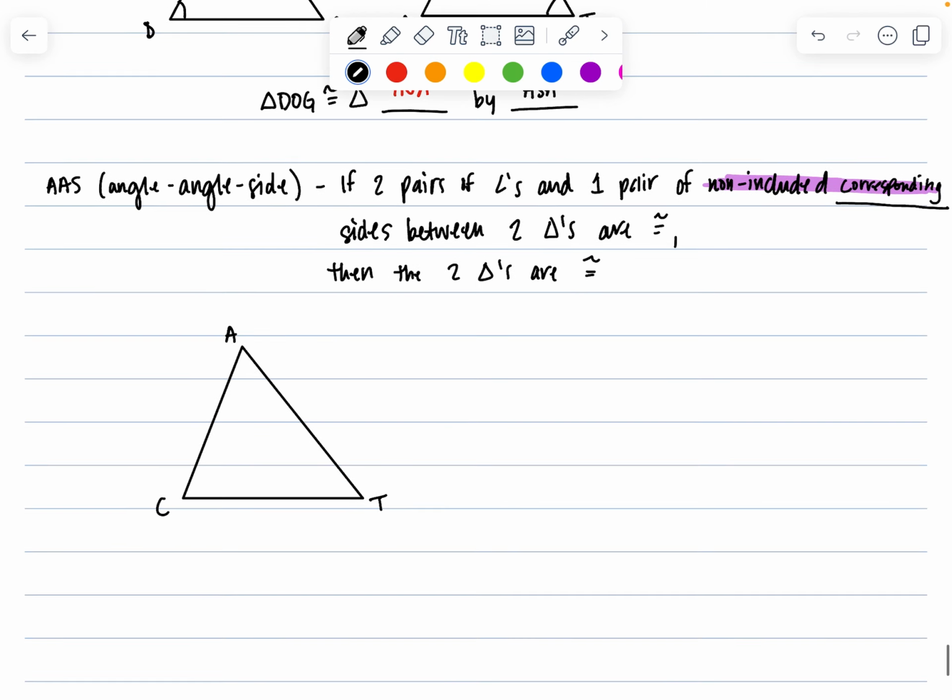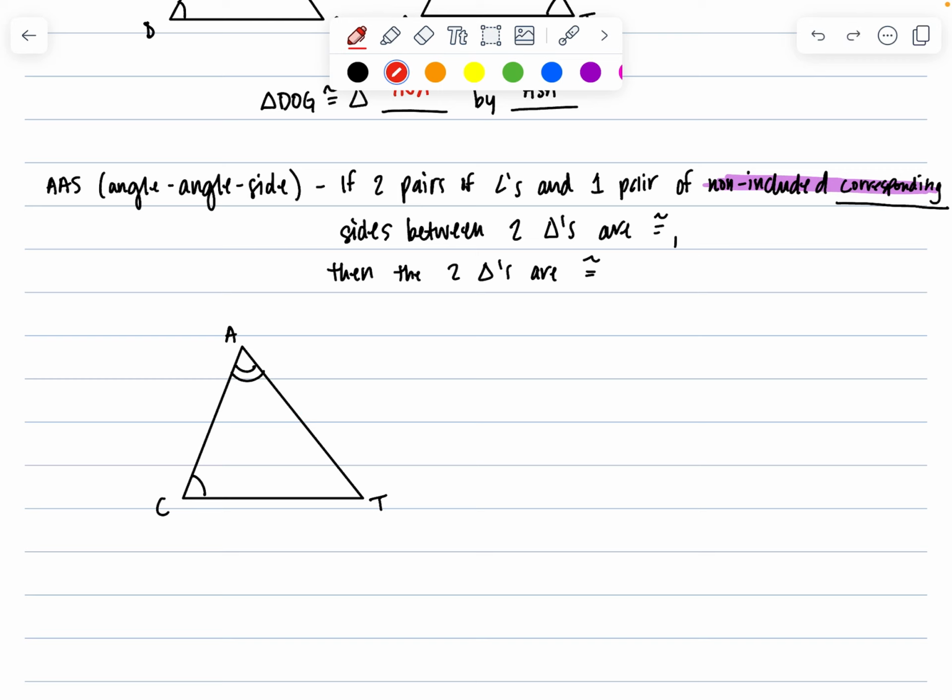Okay, if we have angle side, that means we have two pairs of angles that are congruent, and then one non-included corresponding side. So as of right now, there's nothing corresponding because there's no second triangle. So I could actually say, well, we know for sure this is the included side. One of the non-included sides is either AT or CT.